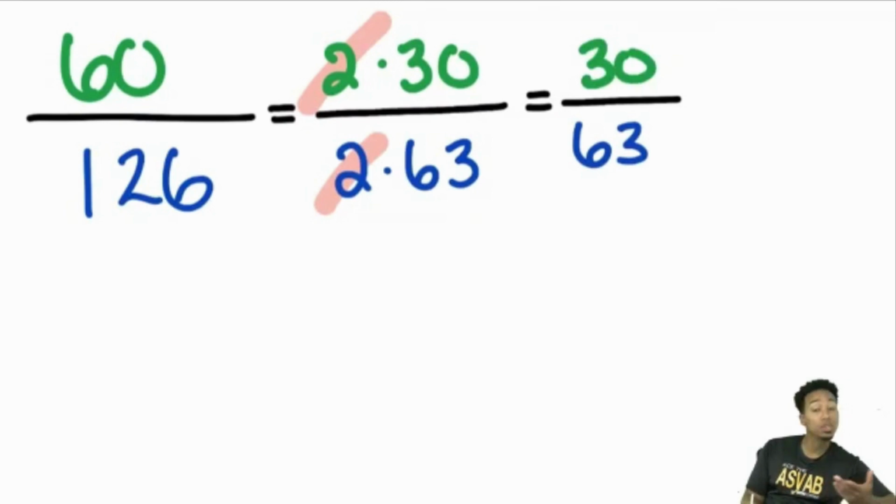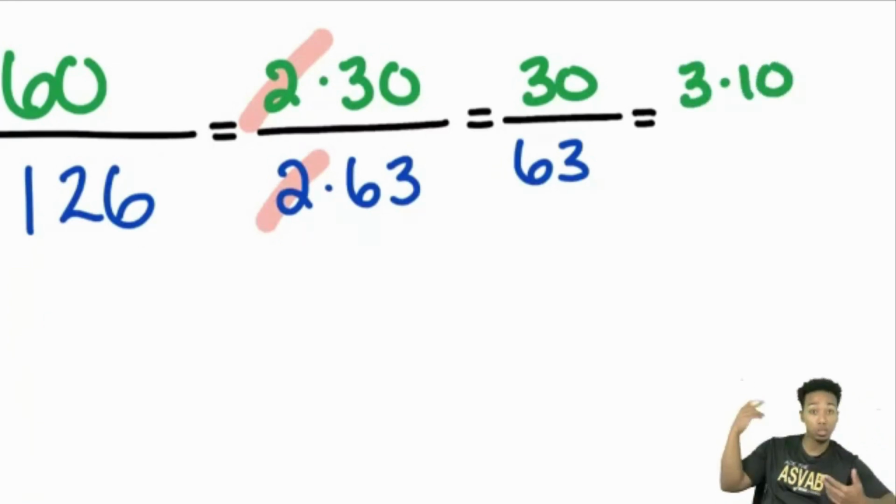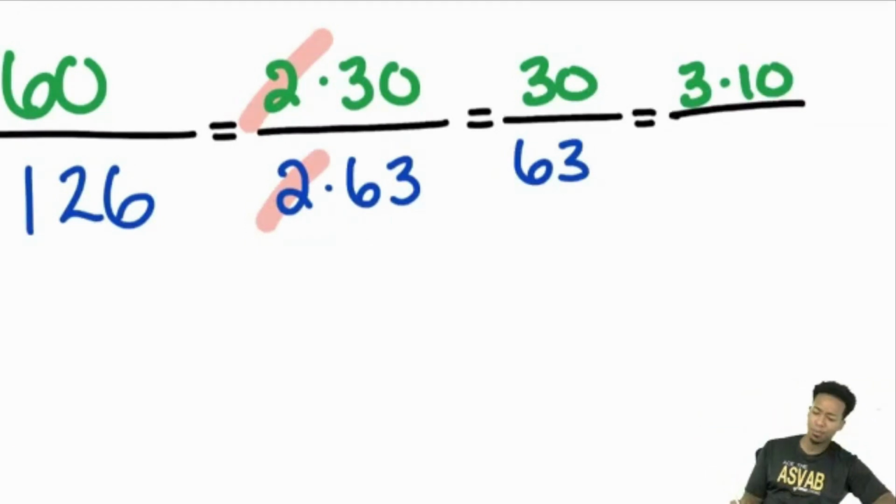30 is 3 times 10. Okay, sounds good. So let's go ahead and write that out there. 3 times 10. And if you wanted to break down the 10 into 2 times 5, you absolutely could, and I encourage it if you need to. Now, over here, we have 63. Is 63 divisible by 3? Could you divide 3 into 63? Yeah, we could.